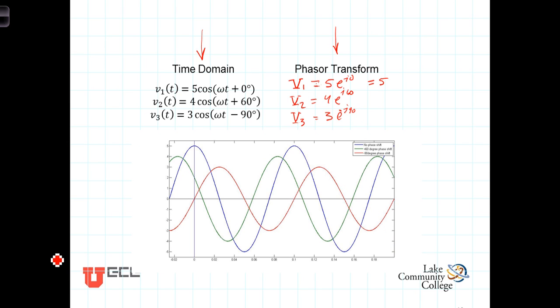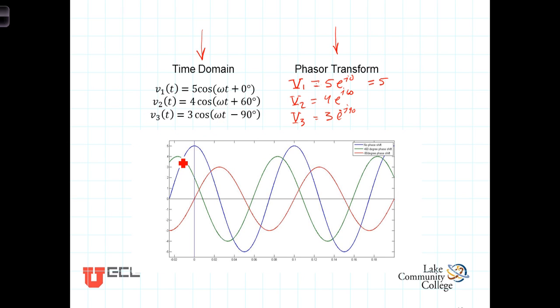I have represented here the time domain functions v1, v2, and v3. v1 is the blue one. It goes through a maximum at t equals 0 and has an amplitude of 5. Amplitude of 5, no phase shift. The next one is v2.